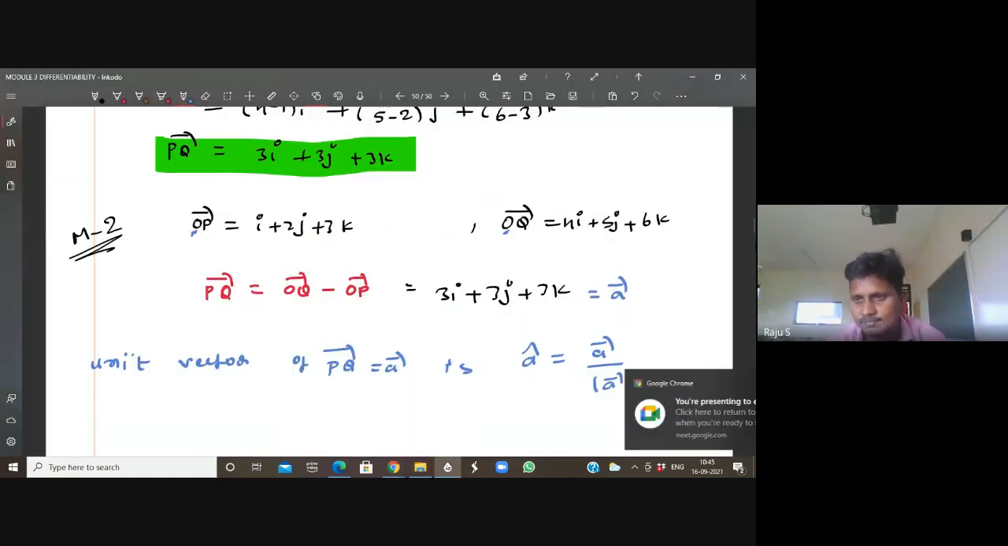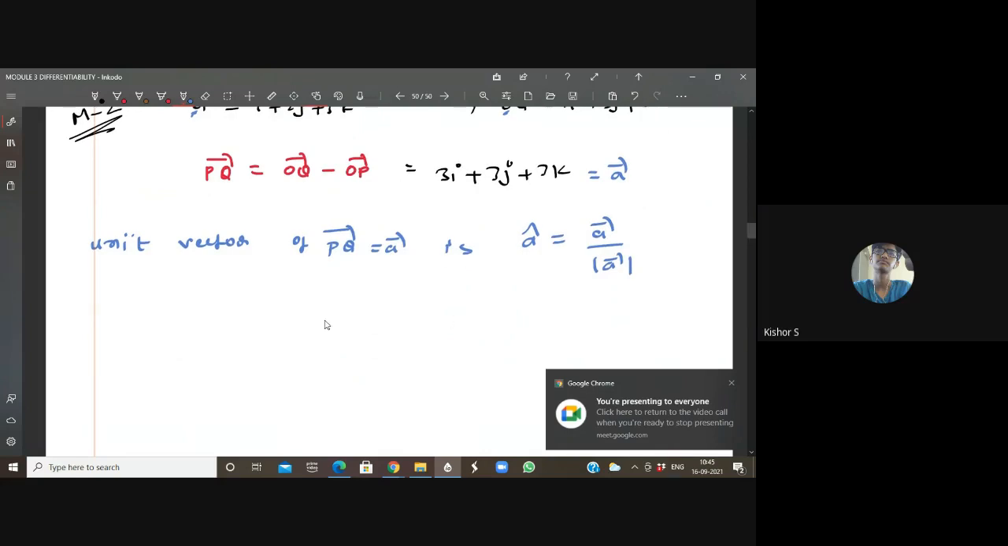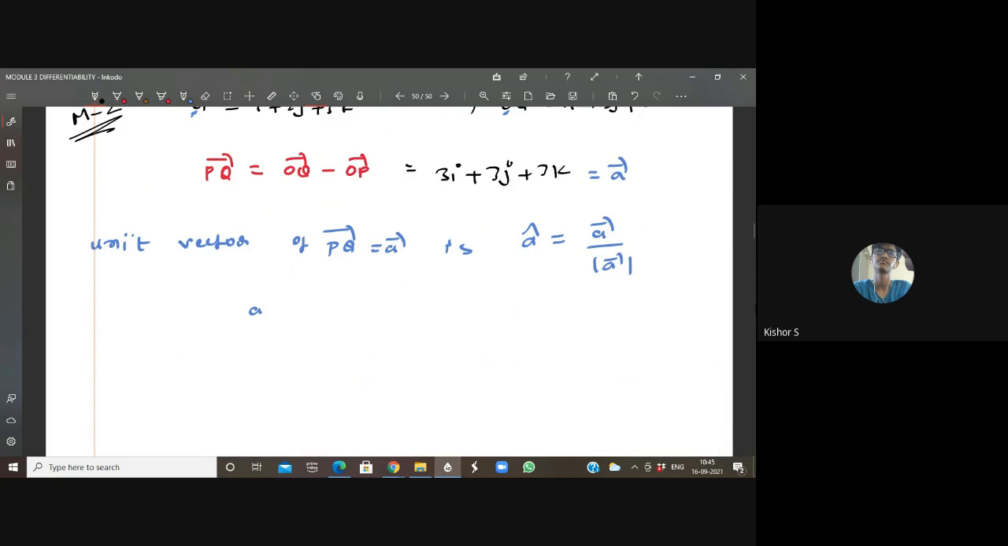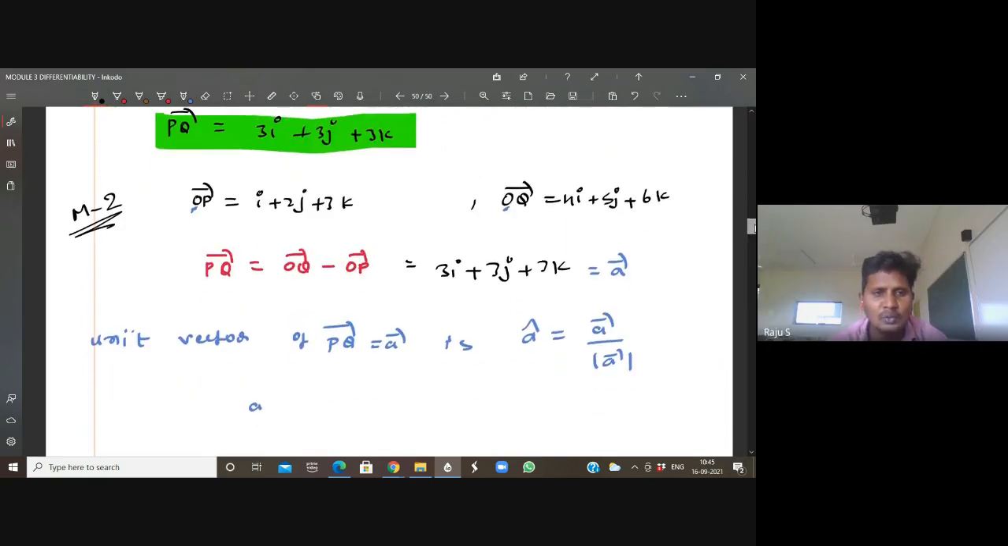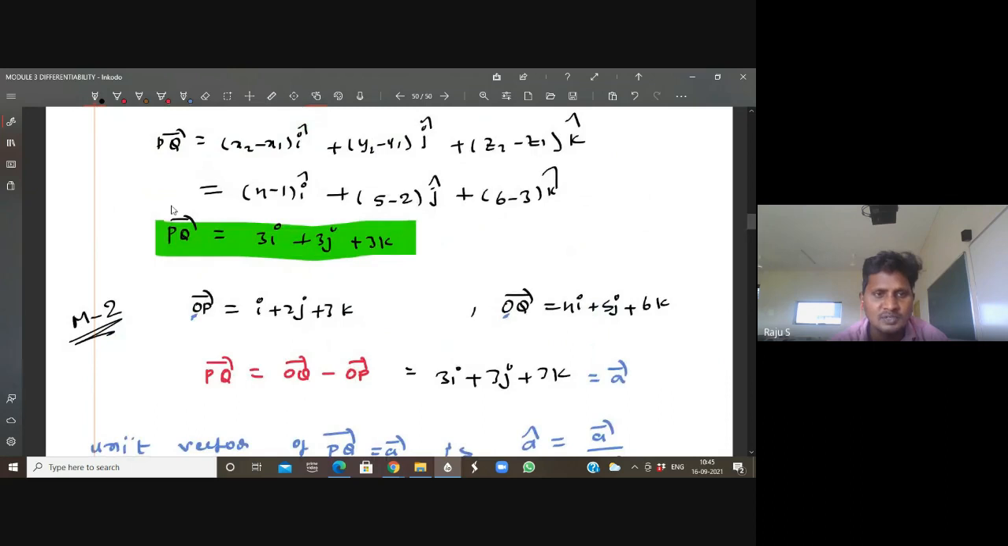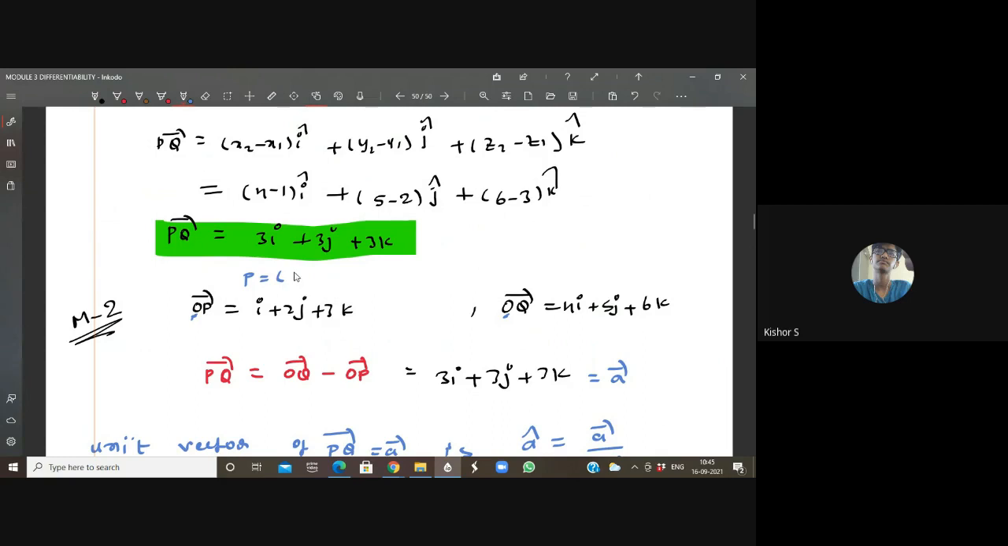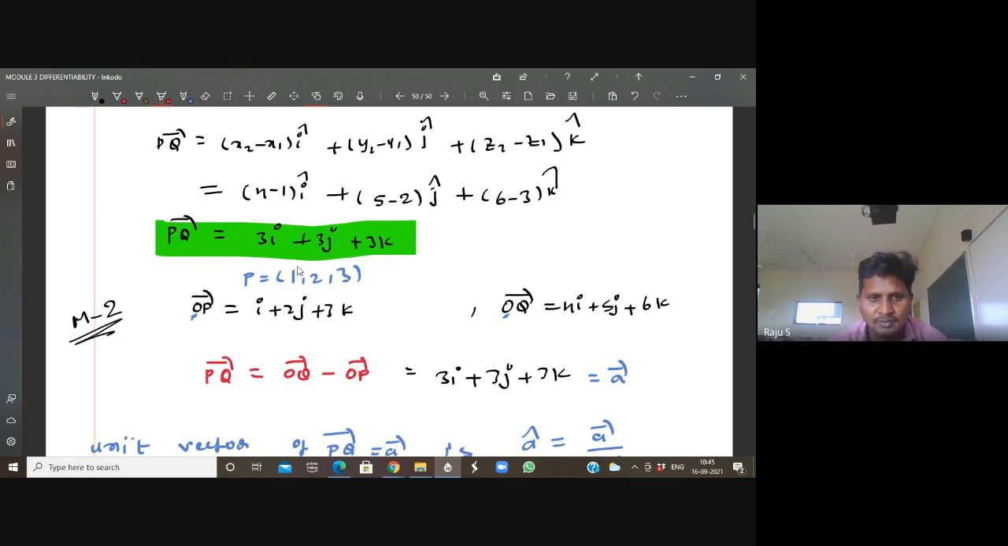Okay, right. Sir, could you explain how we found the values for OP and OQ? OP means just whatever the point they have given. What is the point they have given here? For P they've given 1, 2, 3, and for Q they've given 4, 5, 6. When P is 1, 2, 3, simply you can take it like this: 1 into I, 2 into J, 3 into K.